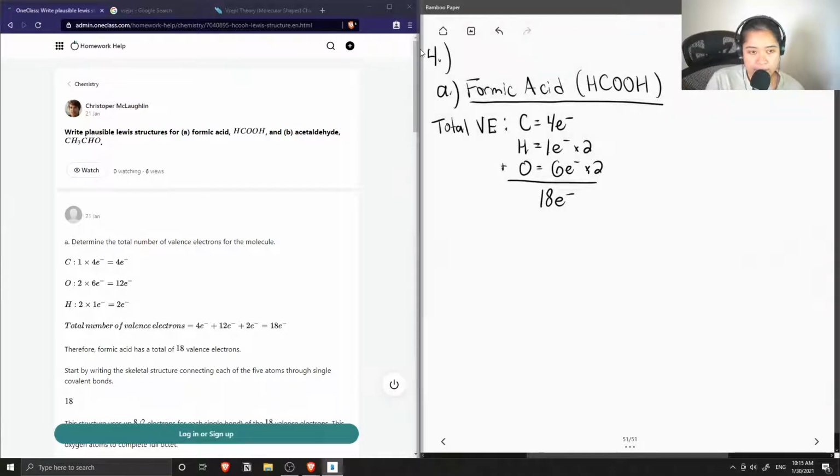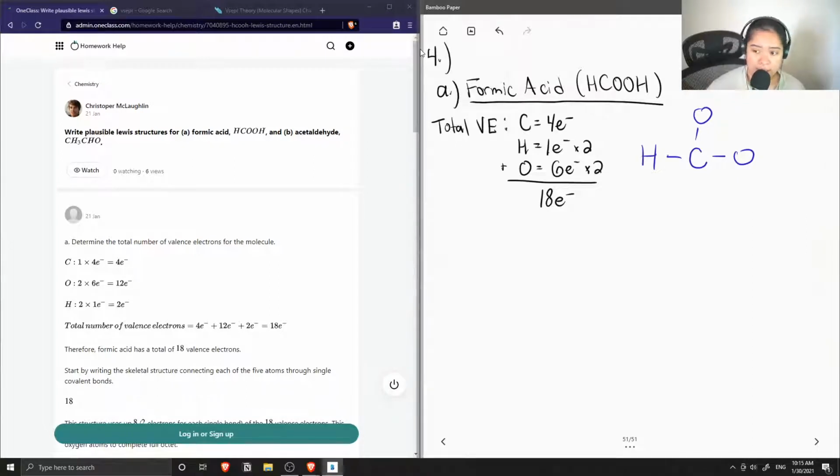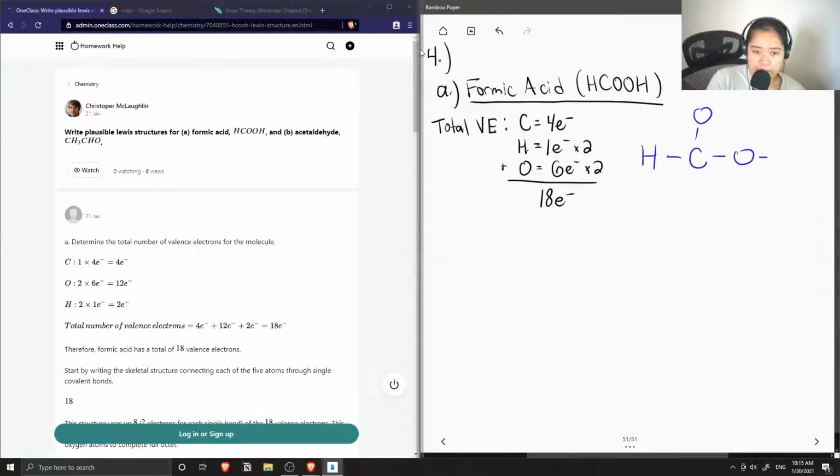So now let's try to draw out our skeletal structure. Carbon is most likely our central atom. I'm just going to draw single bonds to 2 oxygens and 1 of the hydrogens. And then I'm also going to make one of my oxygens bonded to the second hydrogen. So now I have this skeletal structure here.